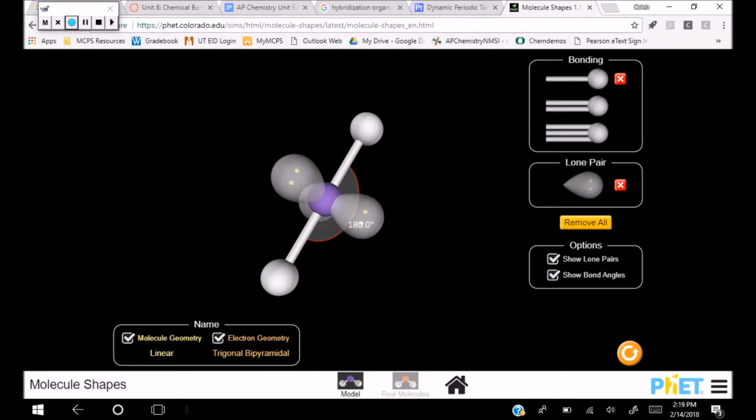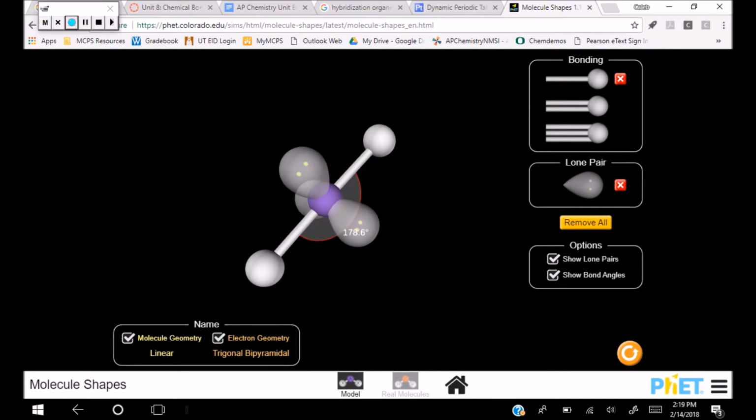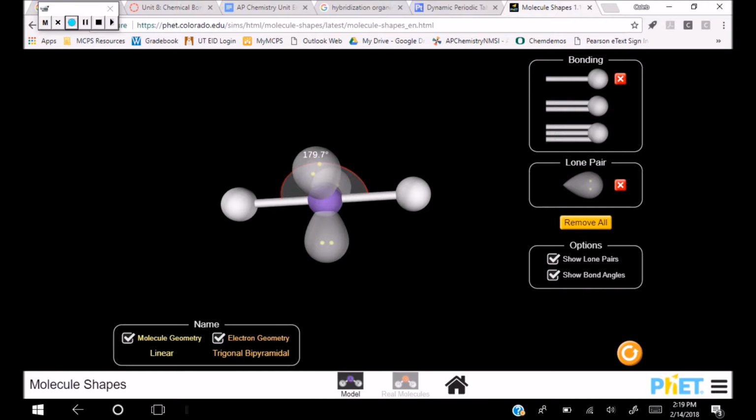Yes. And I could have 5 domains in total and get another linear molecule. But it still has a trigonal bipyramidal electron geometry. Maybe you're seeing the pattern already, but if not, we'll explain the difference between electron and molecule geometry momentarily.